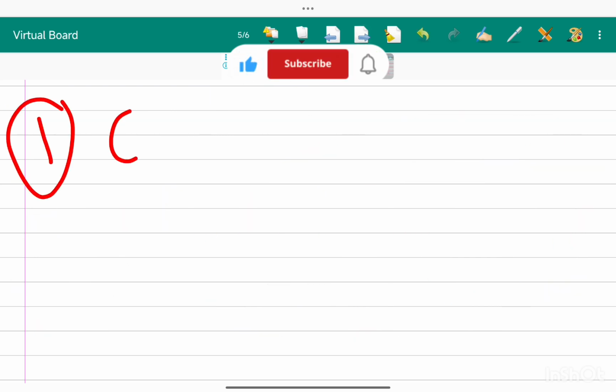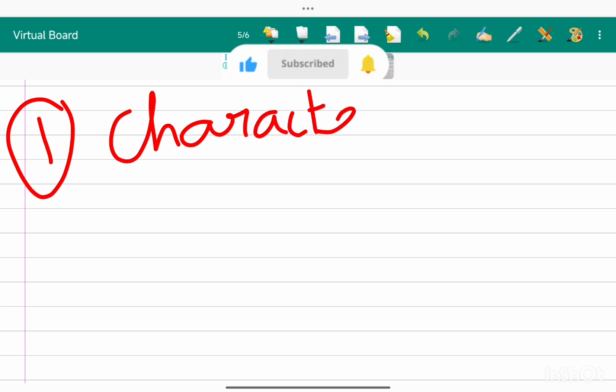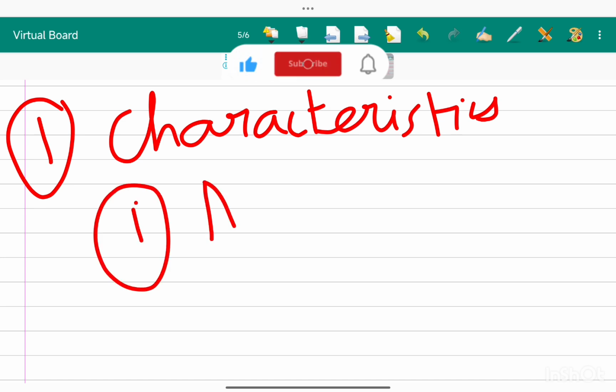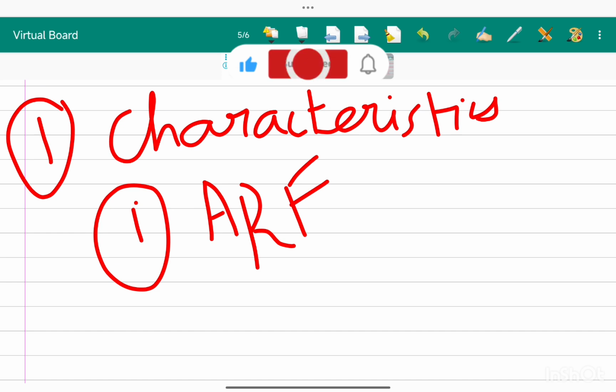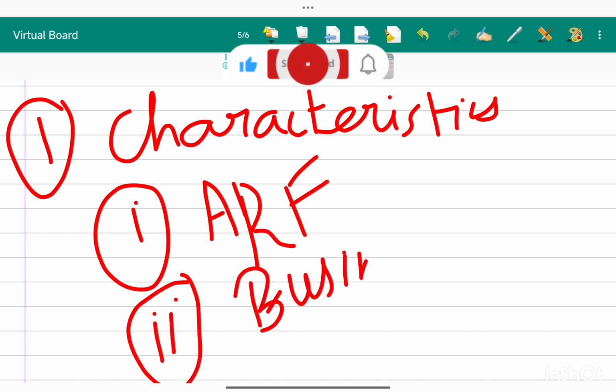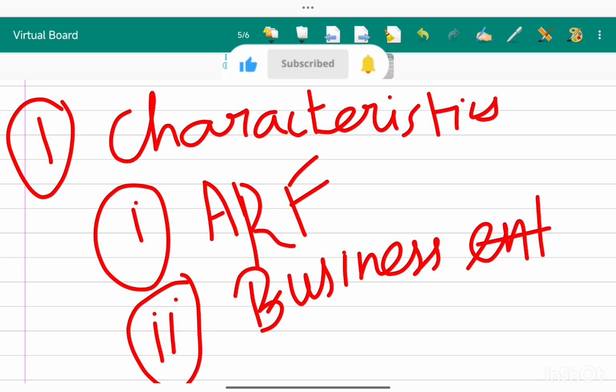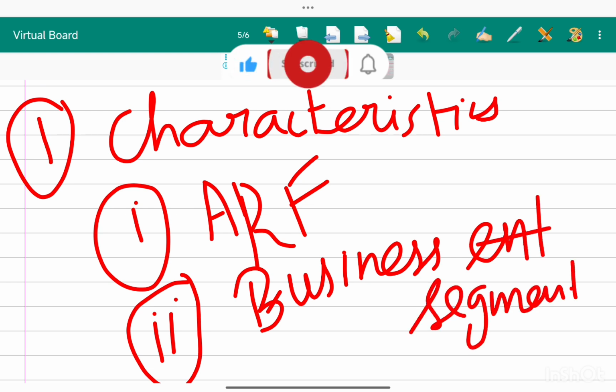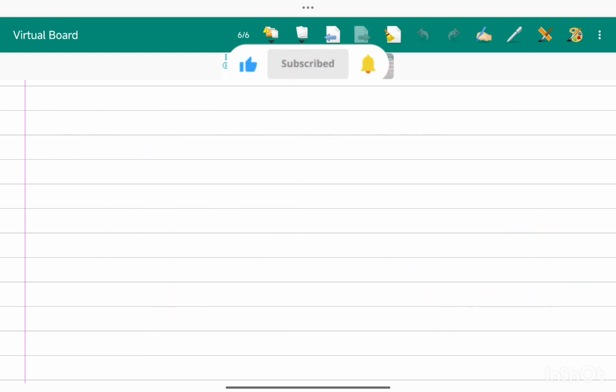First point is characteristics that defines the scope. What all characteristics to be considered while considering the audit strategy. First point is applicable reporting framework. Reporting framework of the entity. Entity's applicable reporting framework we should get to know. Second point is how many business segments are there, so that the audit can be planned according to the business segments of the entity. Third point is industry specific reporting requirements required by the industry regulators.